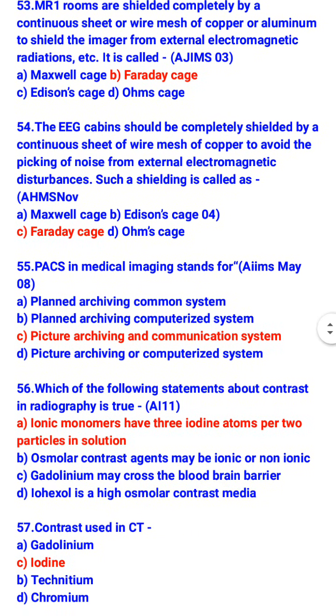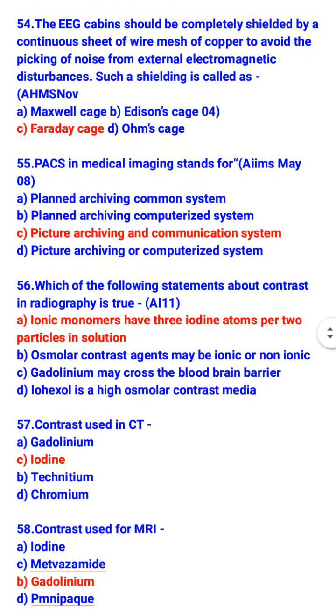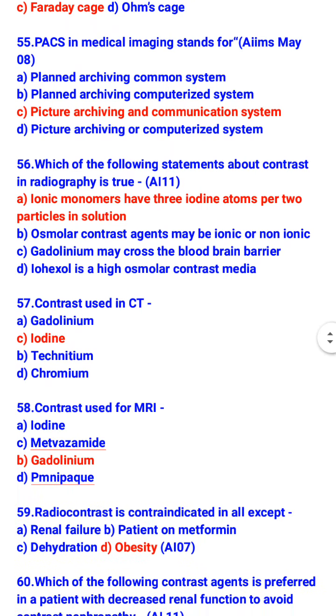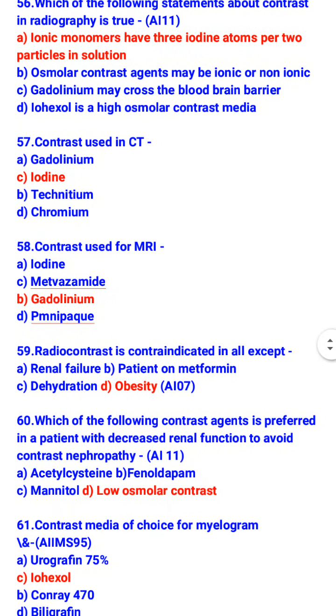PACS in medical imaging stands for Picture Archiving and Communication System. Which of the following statements about contrast in radiography is true? Ionic monomers have 3 iodine atoms per 2 particles in solution. Contrast used in CT is iodine. Contrast used for MRI is gadolinium. Radio contrast is contraindicated in all except obesity. Obesity is not a contraindication for radio contrast.